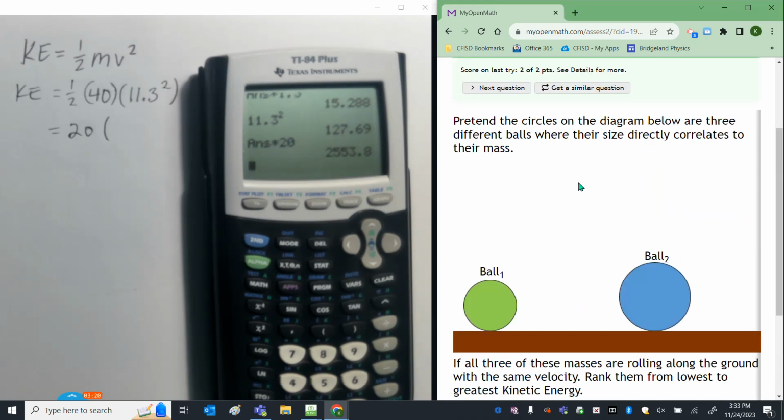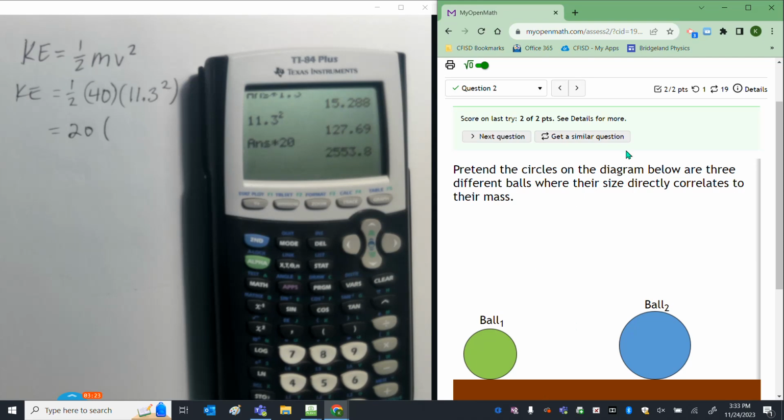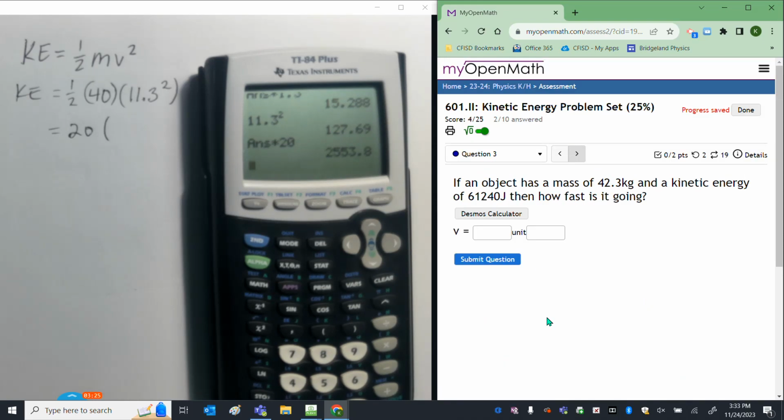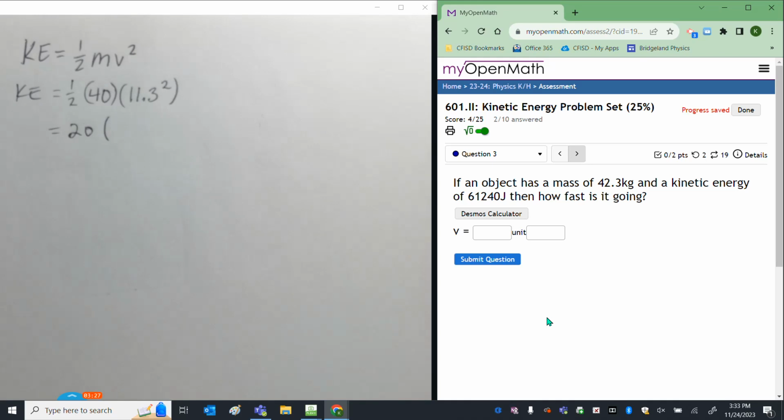Again, these are randomized, so yours may have different sizes than mine do. Make sure that you look at what you have in front of you. All right, this next one says, if an object has a mass of 42.3 kilograms and a kinetic energy of 61,240 joules, then how fast is it going?